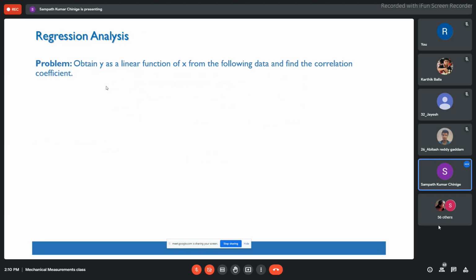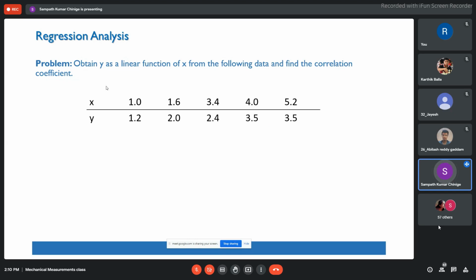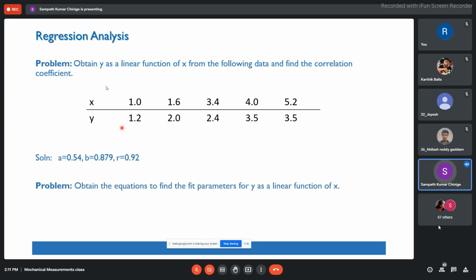So now let us see how the regression analysis can be done in the form of formulas. So we have x and y values given. From that you have to find out what your correlation values are. They are asking simply to fit a linear function y equals ax plus b. Therefore, you need to find out what is a, what is b, and what is r, the regression coefficient.